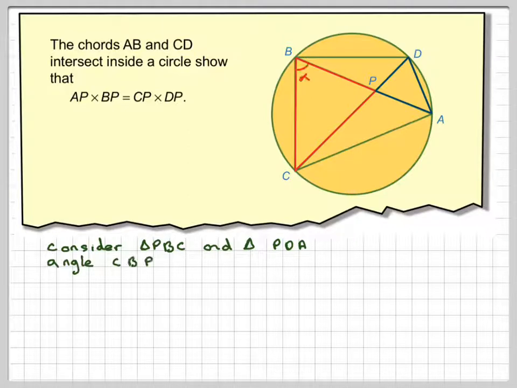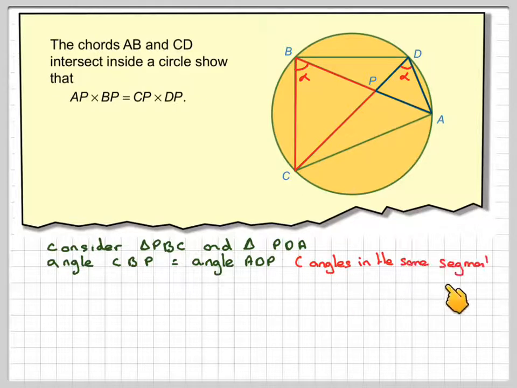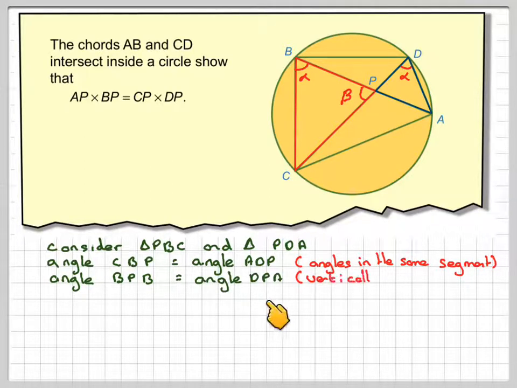Now, angle CBP, that one there, alpha, is equal to angle ADP. The reason for that is that these angles are in the same segment, therefore they are equal. So, reason: angles in the same segment. Angle BPC, which is this angle here, beta, is going to be equal to angle DPA, this angle here, because these two are vertically opposite.